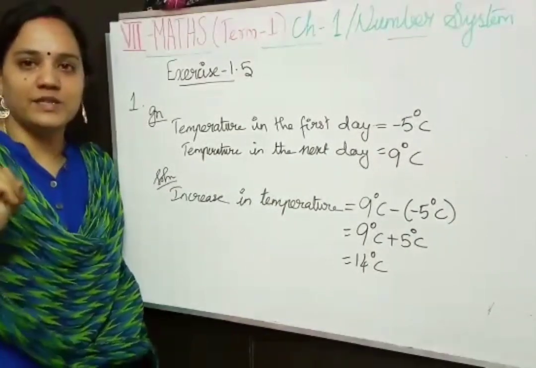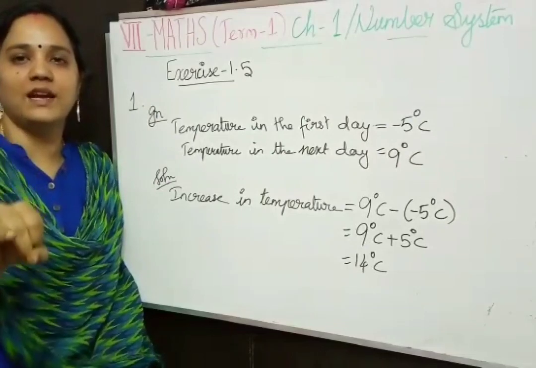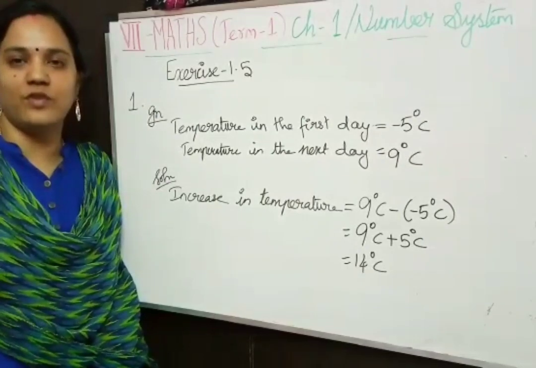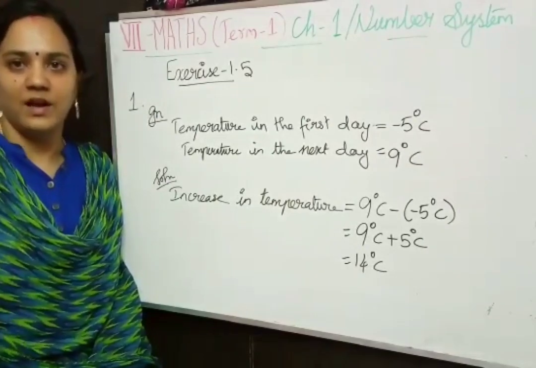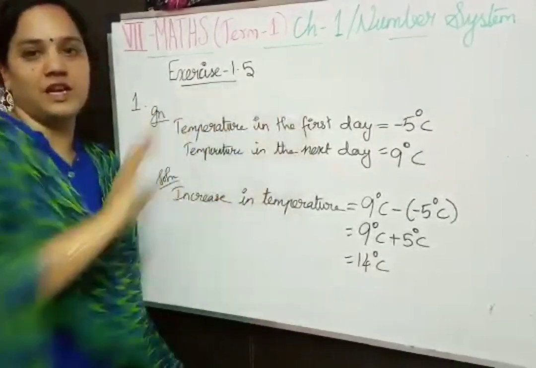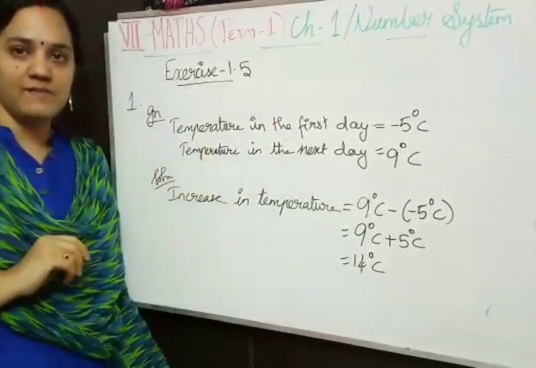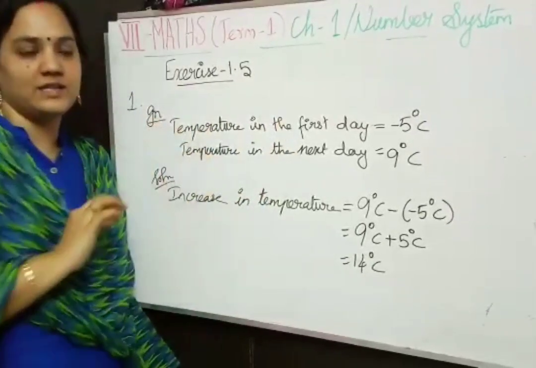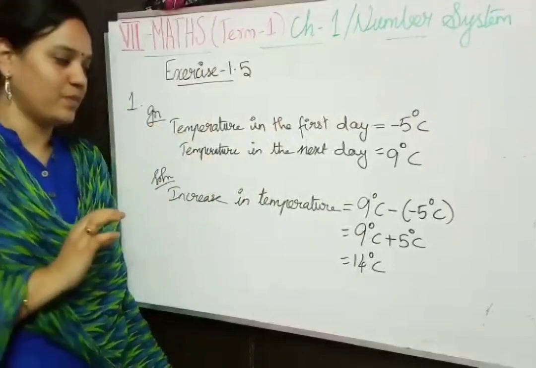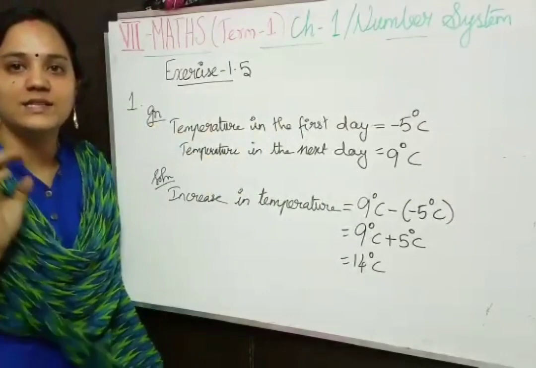So first day temperature is given and second day temperature is given. Okay, we have to subtract the first day temperature from the second day temperature to find out the increase in temperature. Is it clear? So directly I have written the temperature in the first day. It is given as -5 degrees C. Temperature in the next day is given as 9 degrees C, that is Celsius.